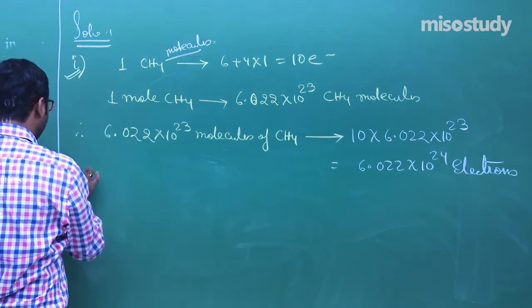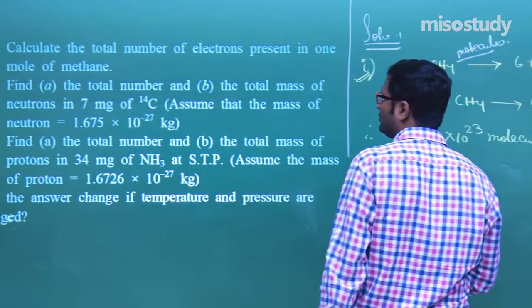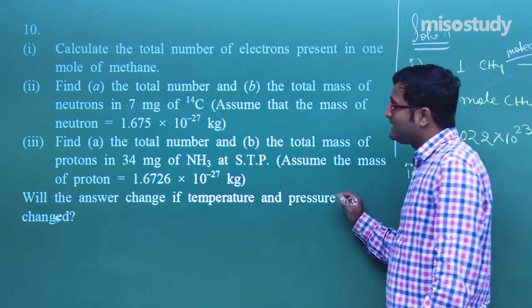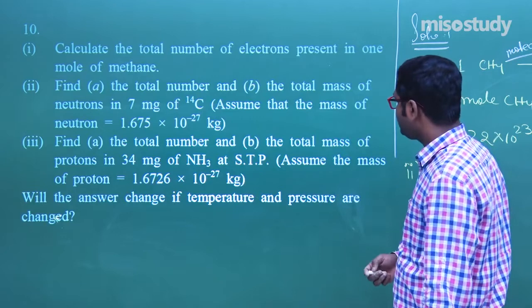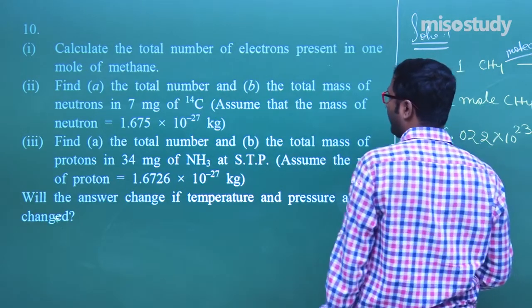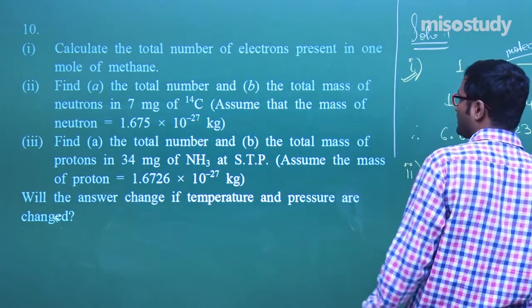Now let's move to the second part. What is the second part? Find the total number and total mass of neutrons in 7 milligram of C14. Total number, okay. And first of all, we have to find out the total mass of neutrons, okay.